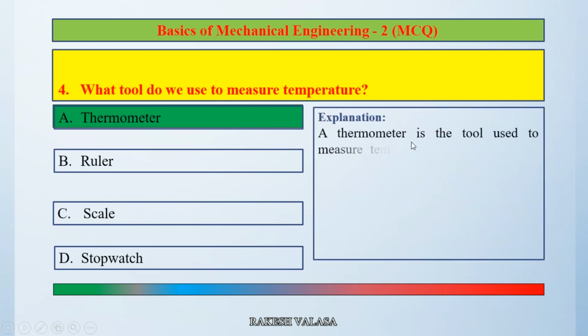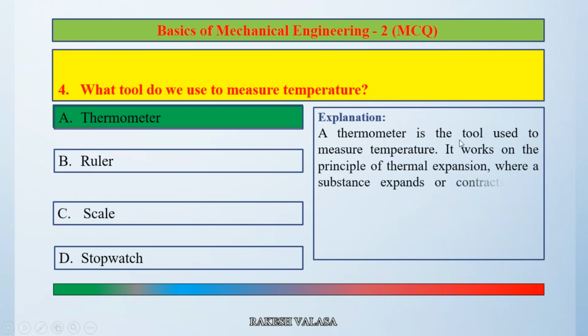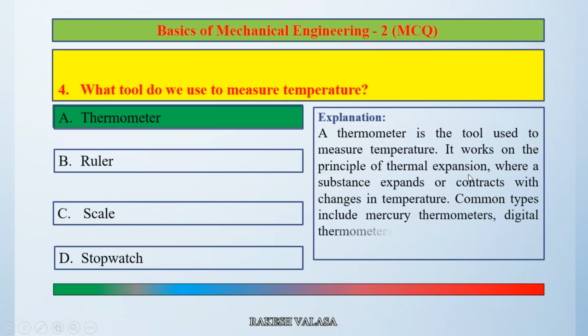A thermometer is the tool used to measure temperature. It works on the principle of thermal expansion, where a substance expands or contracts with changes in temperature. Common types include mercury thermometers, digital thermometers, and infrared thermometers. So the correct answer is option A, thermometer.